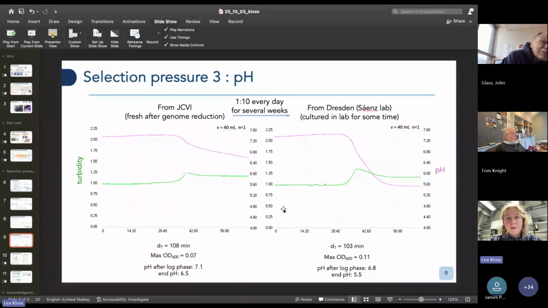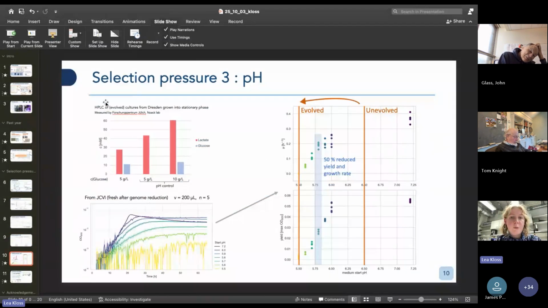So we can assume that the cells produce more lactate, and this drop here seemed like a lot to us. So we wanted to know if the cells are in a way hindered by this pH drop. And we sent the samples in stationary phase to HPLC analysis, which we can see here on the top left. And basically what we see is that after stationary phase, not all of the glucose is consumed.